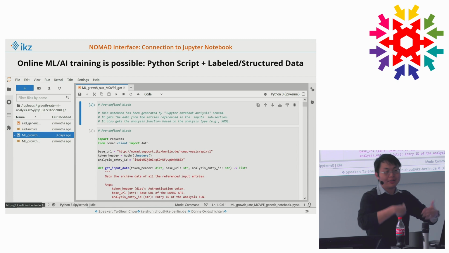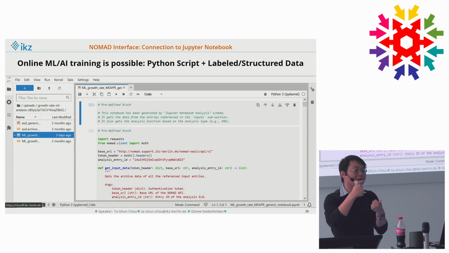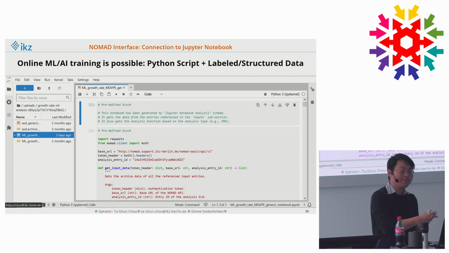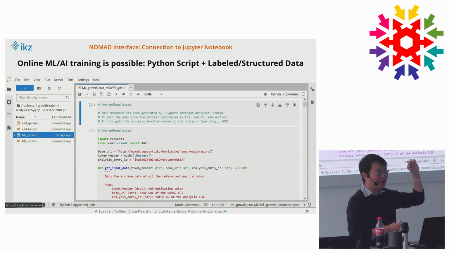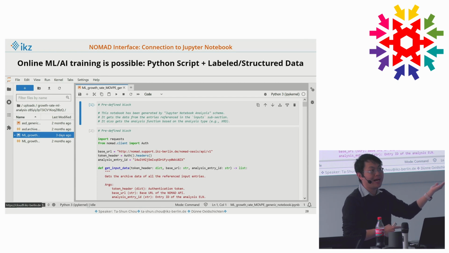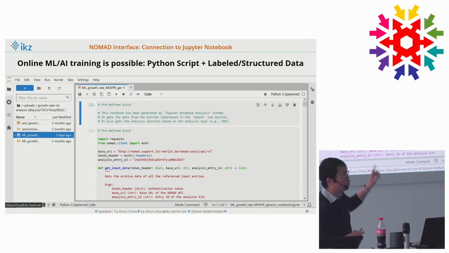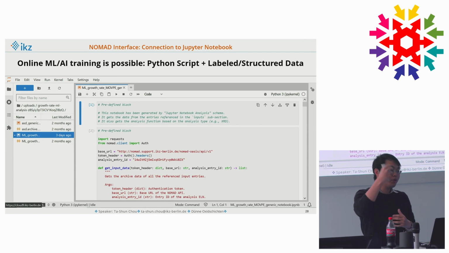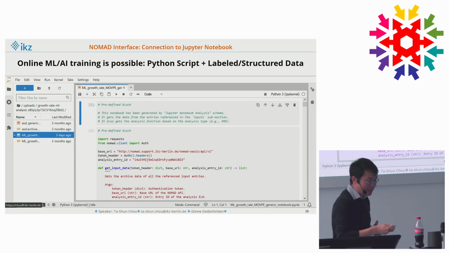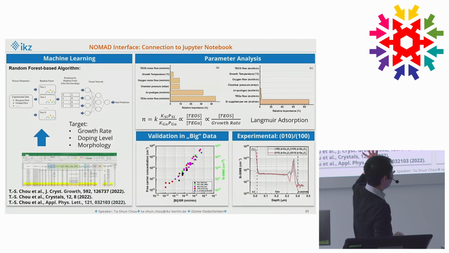So on a daily basis, we write down the growth rate, the morphology, and the doping concentration of each film we grew in the past. Then, with this Jupyter notebook, we are able to collect all the data there and put the machine learning algorithm on top, and it will output the result as we did before.